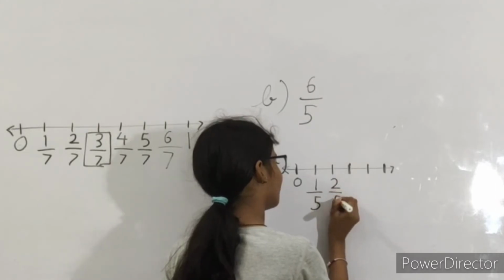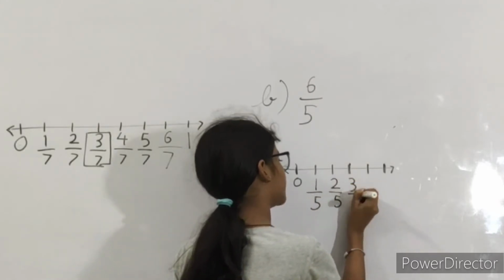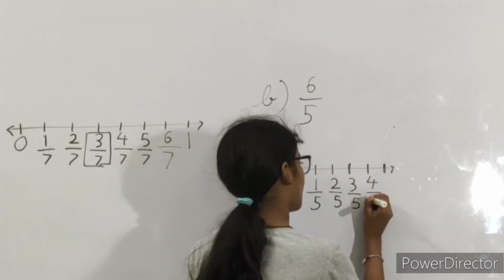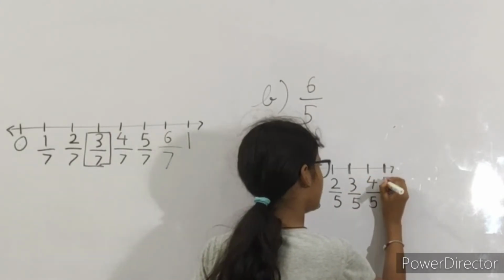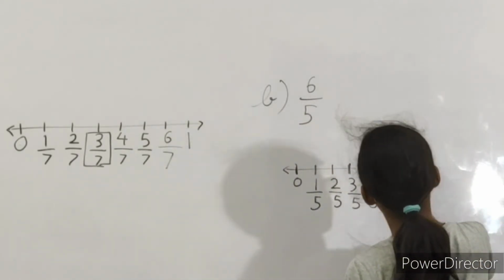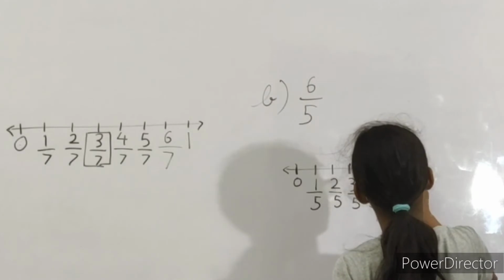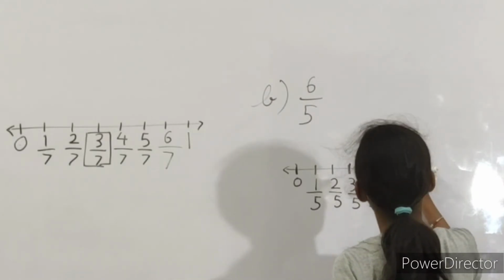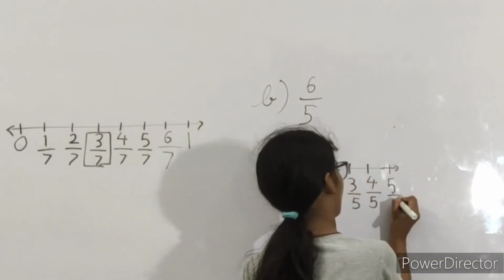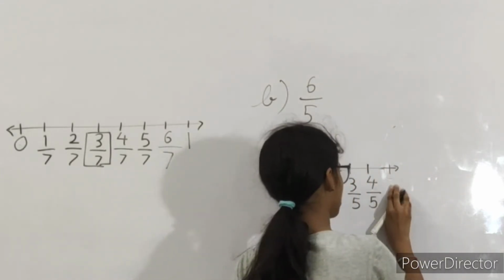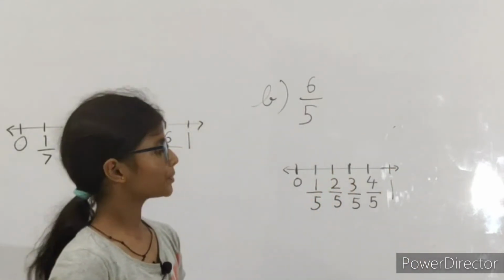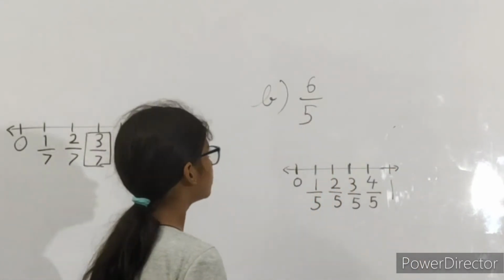2 upon 5. 3 upon 5. 4 upon 5 and 5 upon 5. I think this is a little bit closer, that's why I'm not able to write here and here. Yeah. And 5 upon 5, or you can also write only 1. Okay. This is how you do the number line.